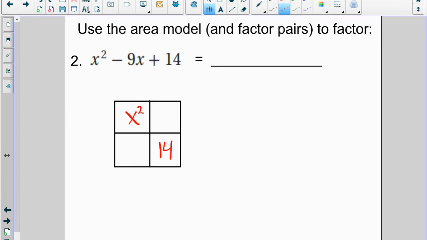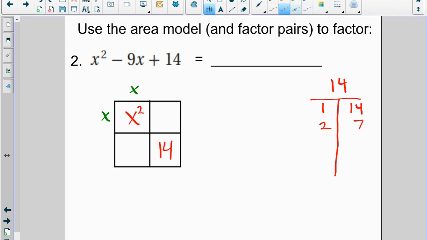But I know that the last box has to be positive 14. So that means I want to try to figure out what multiplies up to 14. Because I know it's x times x equals x squared. But there's more than one way to multiply 2 numbers together and get 14. It could be 1 times 14 or 2 times 7. And I guess that's about it.